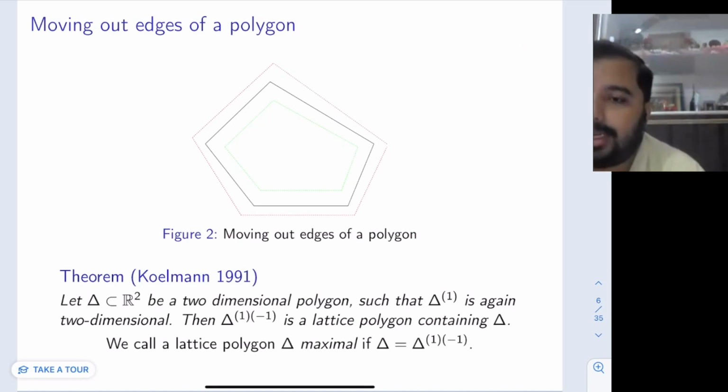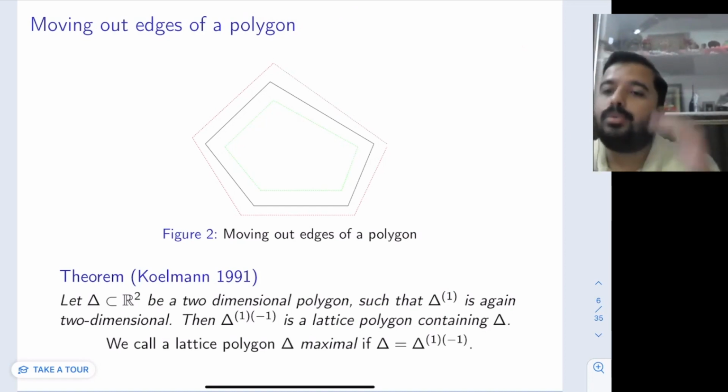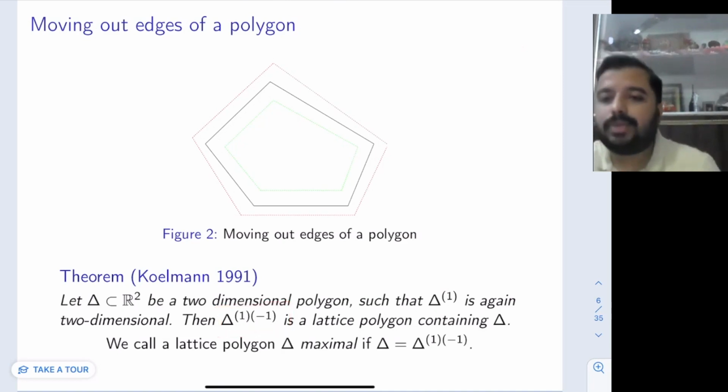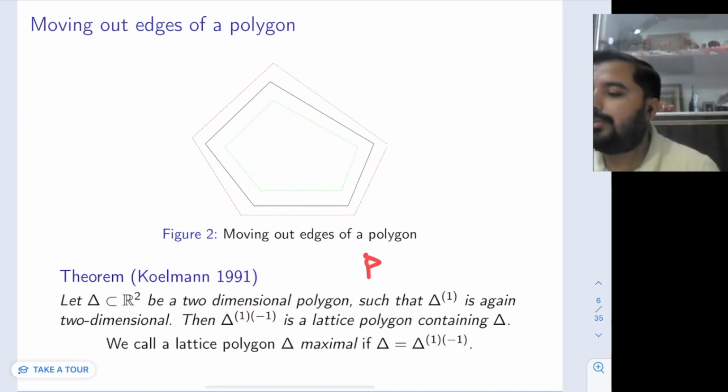Obviously, this need not be a lattice polygon. But one nice thing that happens is if you start with the polygon, consider the convex hull of the interior lattice points, and then move out, then the envelope that you get always contains your initial polygon that you started with. So that's their result. So this delta 1 minus 1 is like considering first the inner convex hull and then moving out. So your original polygon is always contained inside this.